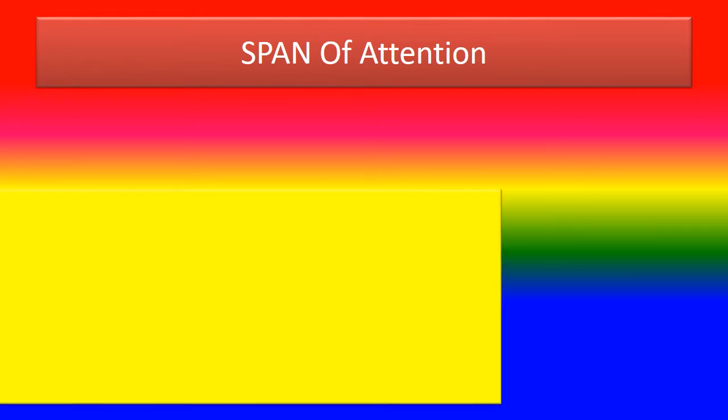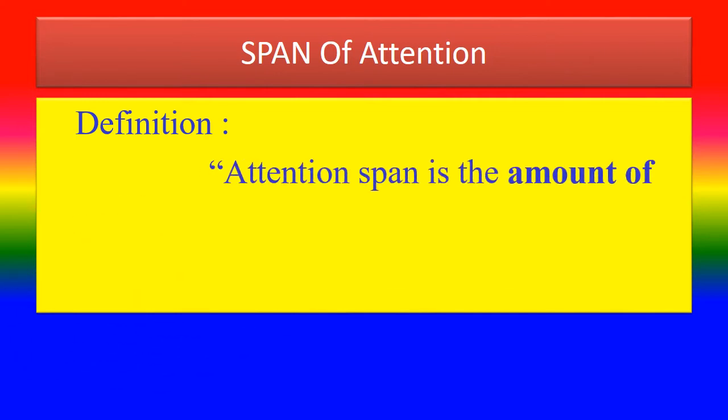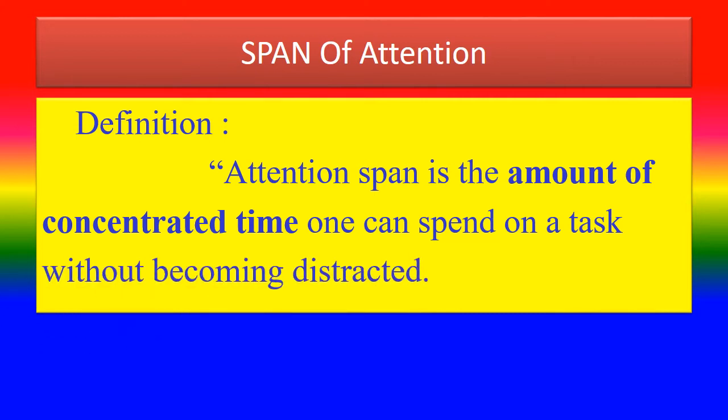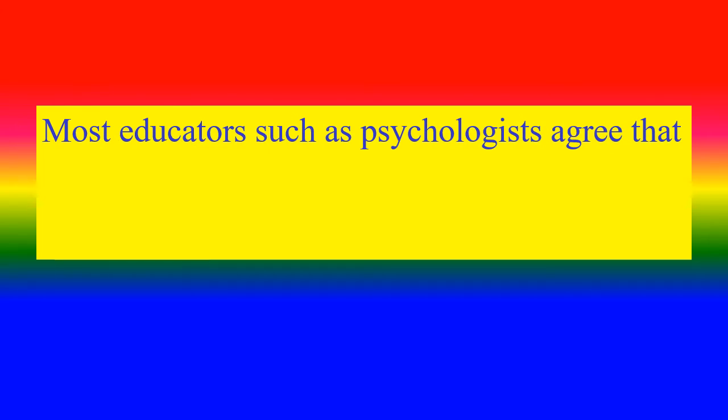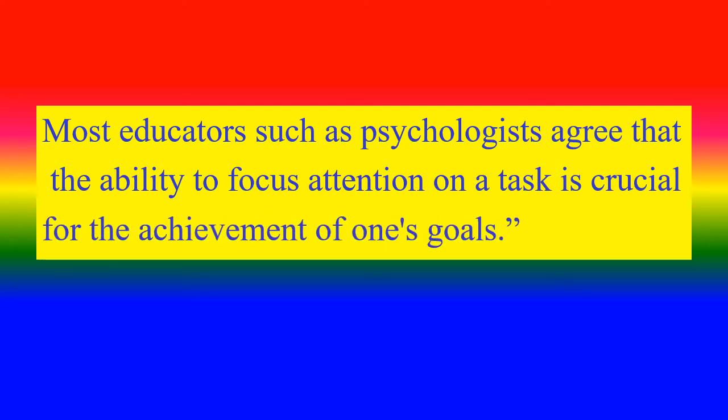Span of attention. Can you define span of attention? It is the amount of concentrated time one can spend on a task without becoming distracted. Most educators, such as psychologists, agree that the ability to focus attention on a task is crucial for the achievement of one's goals.